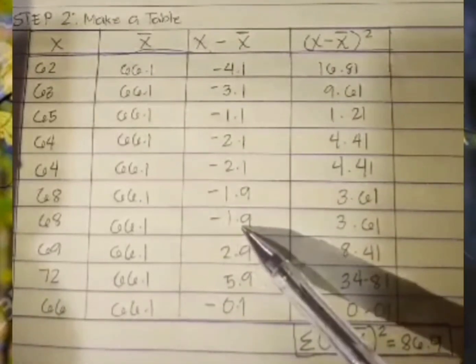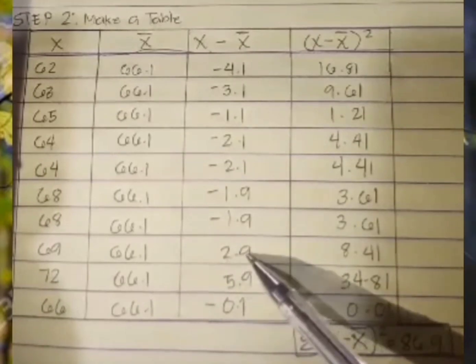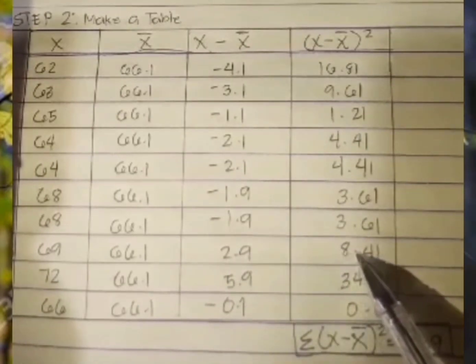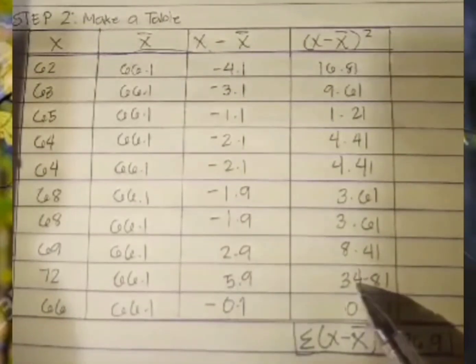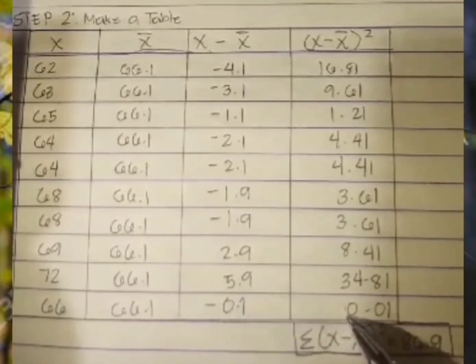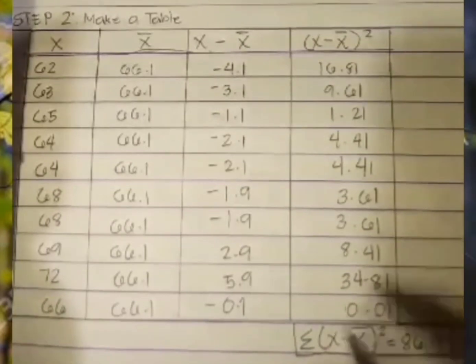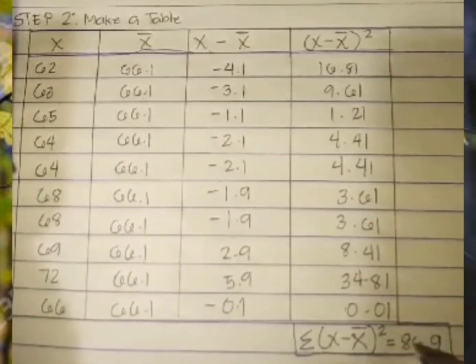Negative 1.9 squared is again 3.61. 2.9 squared equals positive 8.41. 5.9 squared is positive 34.81. Negative 0.1 squared is positive 0.01. So, this is the answer. The summation of x minus x bar squared equals 86.9.